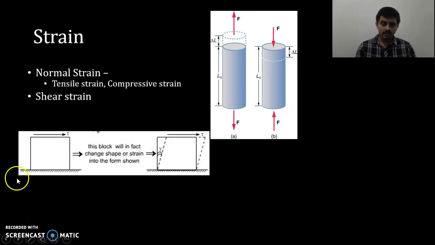Or else there is another case when the block is subjected to a surface force parallel to the surface, and the block will change its shape as shown in the figure. This kind of strain is called shear strain. The force is parallel to the surface, the shear stress is parallel to the surface. Okay. So this is about stress and strain.